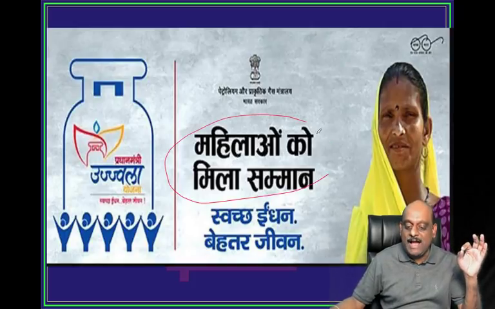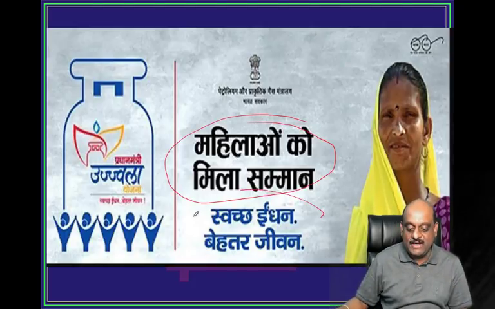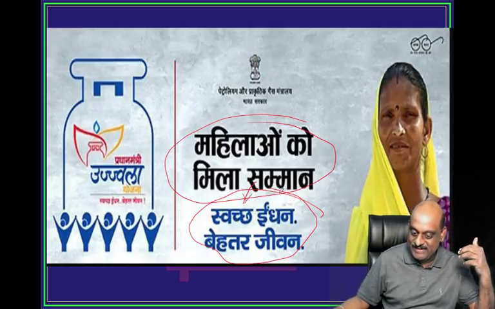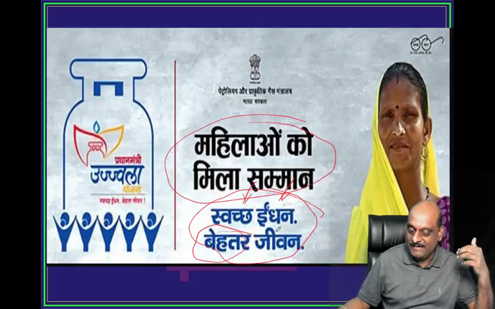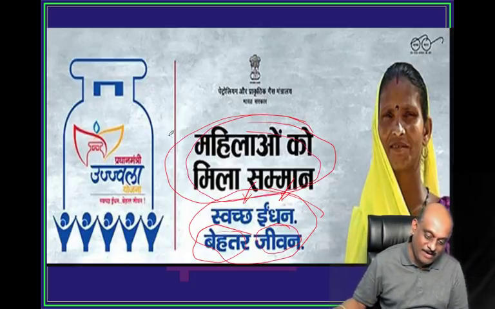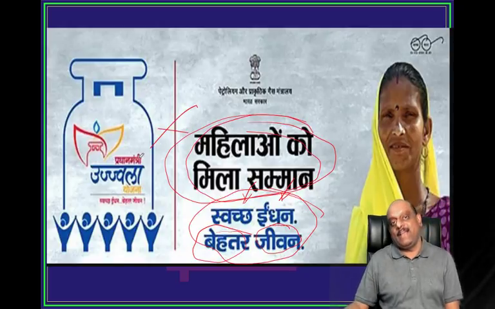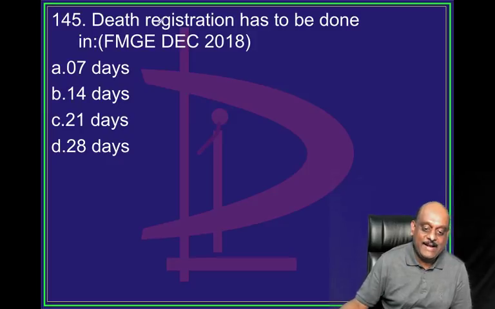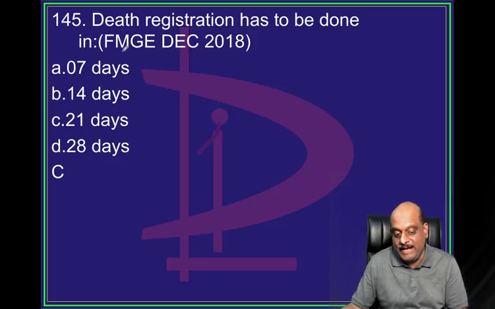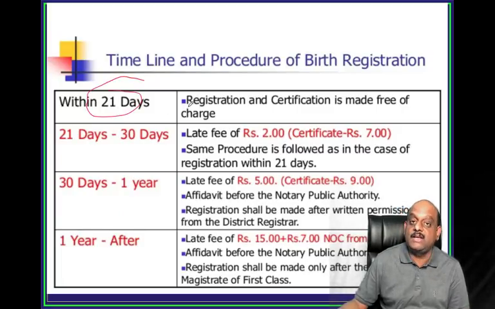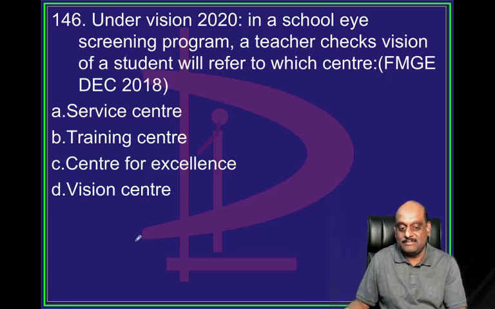महिलाओं को मिला सम्मान, स्वच्छ ईंधन बेहतर जीवन. Ujjwala scheme, there is one more thing: to provide gas cylinders. Right? Now, death registration has to be done within 21 days. Within 21 days, it is made free of charge, नहीं तो late fee होता है.